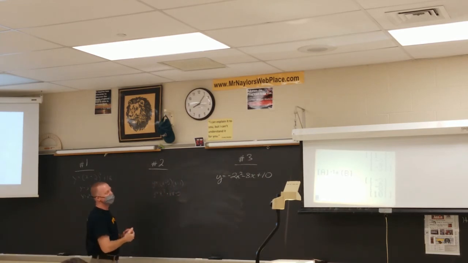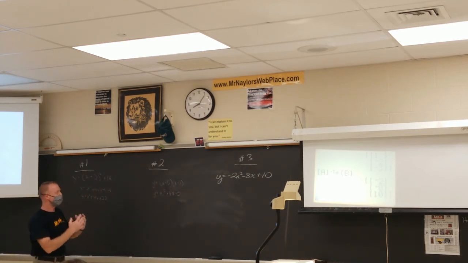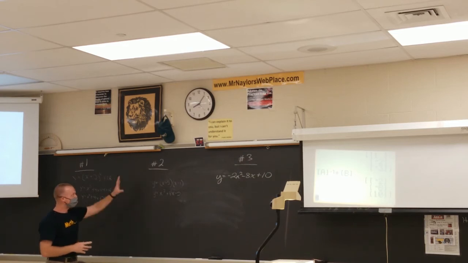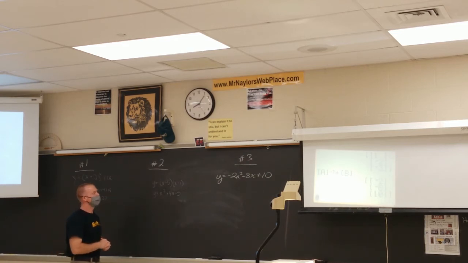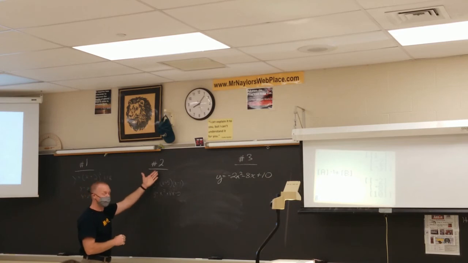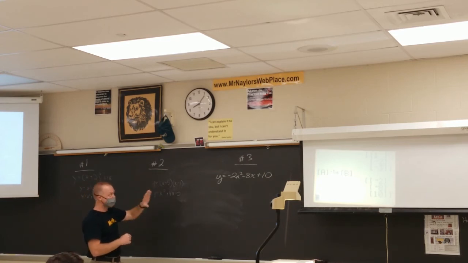But can we fix these problems so that we can also use the roots method to end up with negative 2x squared minus 8x plus 10?